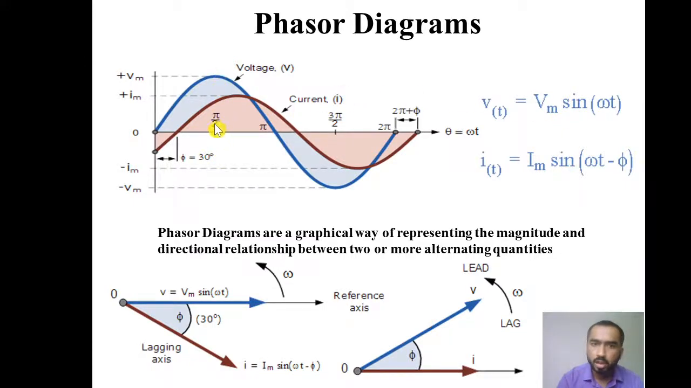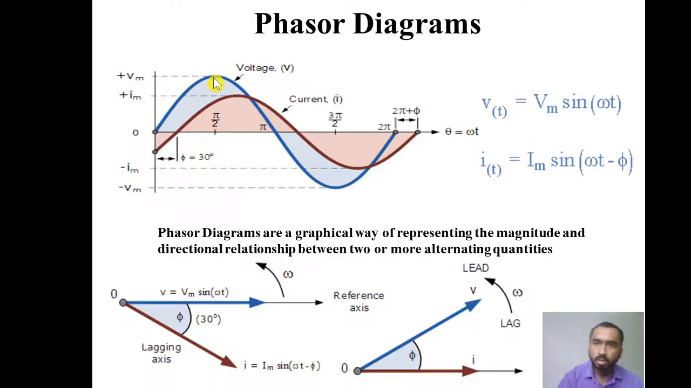But if we calculate sine of pi by 2, at that point, sine of pi by 2 means 90 degrees. Sine of 90 is 1. It's 1 multiplied by Vm, meaning maximum voltage. So at 90 degrees we get the maximum voltage value, that is Vm.